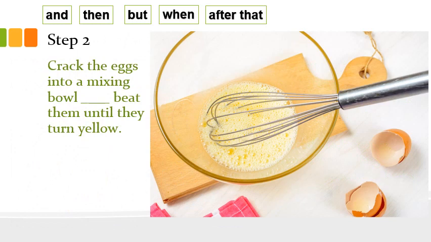Step 2. Crack the eggs into a mixing bowl, blank, beat them until they turn yellow. What do you think is the right connective word to put in here? Is it and, then, but, when, or after that? The right word is and. Crack the eggs into a mixing bowl and beat them until they turn yellow.